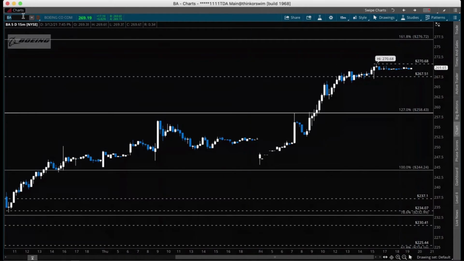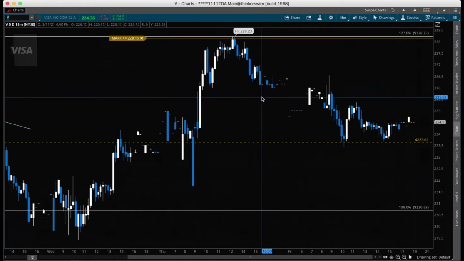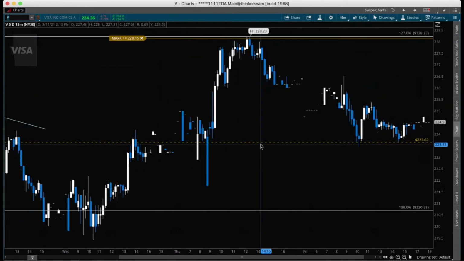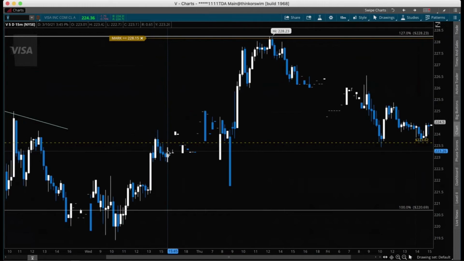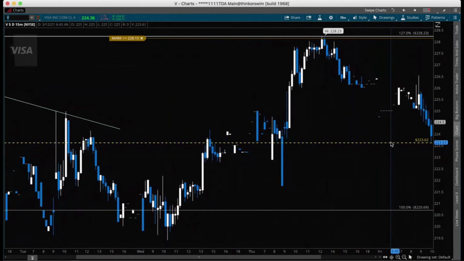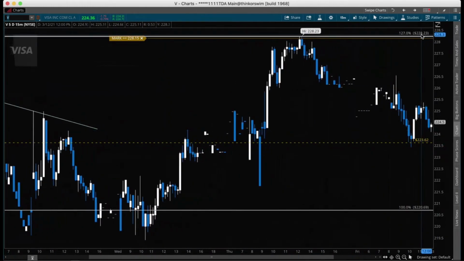say with DBX that we played a lot, or actually I'll pick Visa. We played Visa a couple times last week. You can see right here, this is probably one of the trades that I entered above 223.67. My price target was 228.23. You guys know me, I always exit my trades a lot earlier than I usually should. But right when it got into profit, we had this really strong move back up, and I just exited the trade.